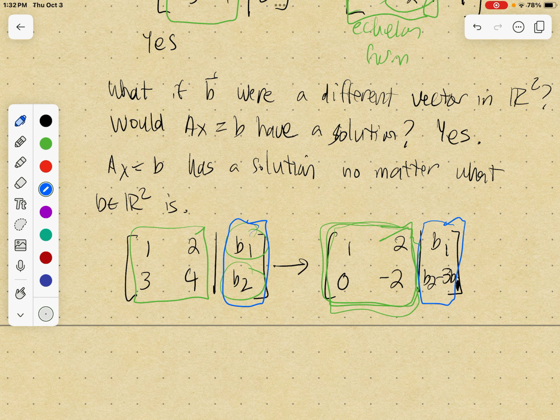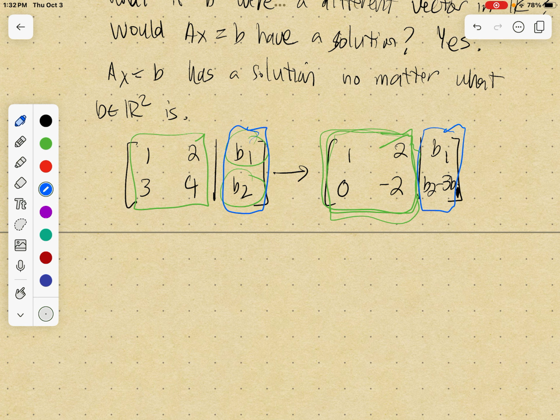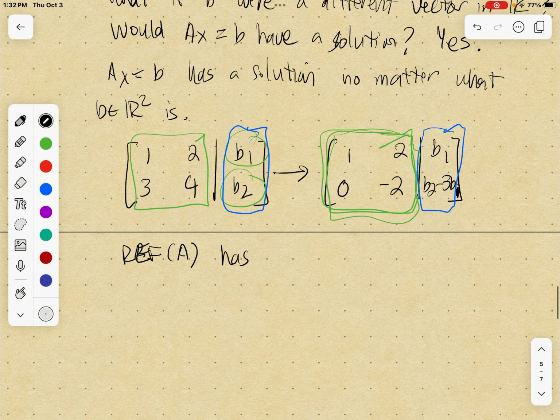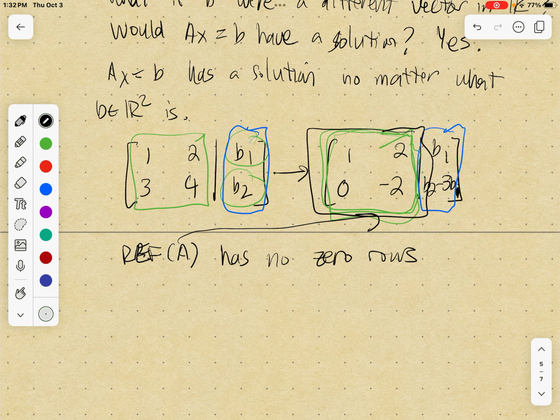Of course, the solution is going to be different, depending on what your B1 and B2 are, but it doesn't matter when it comes to the question of is there a solution. The answer is going to be yes. Okay. So let's write that down. The reduced, or the row echelon form of A, the thing is it has no zero rows. The row echelon form of A, this matrix, this has no zero rows.